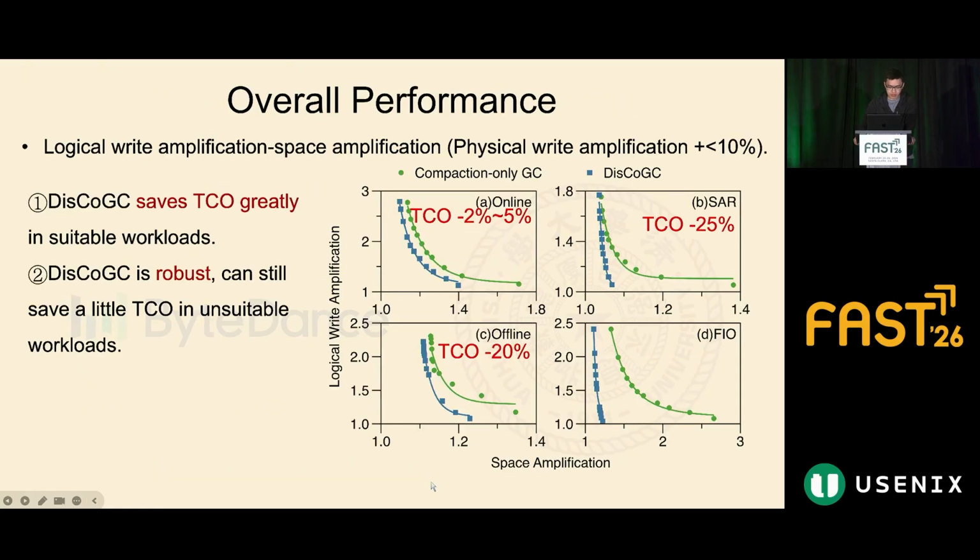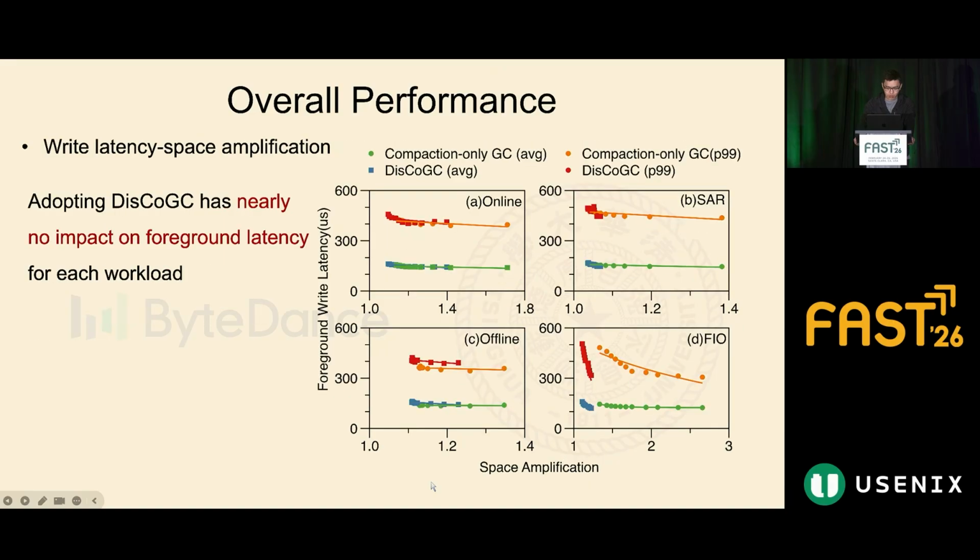In the offline clusters, for SAR and offline workloads, DiscoGC's TCO is much lower, which means DiscoGC saves TCO greatly in suitable workloads. For online workloads, DiscoGC's TCO is a little lower, which means DiscoGC is robust and can still save a little TCO in unsuitable workloads. These diagrams show that adopting DiscoGC has nearly no impact on front-end latency for each workload, some even lower than that of the compression only.